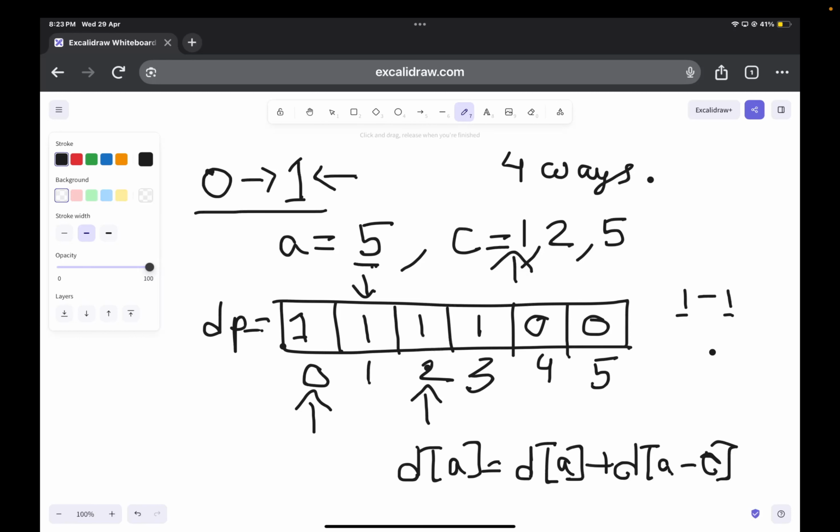Previous one plus amount minus coin. That's it. What is previous? 0 is the previous. And you just have 1 rupee coin, so what you do is amount minus coin. So one way. Again 5 is also one way: 1 plus 1 plus 1 plus 1 plus 1. Clear with this?